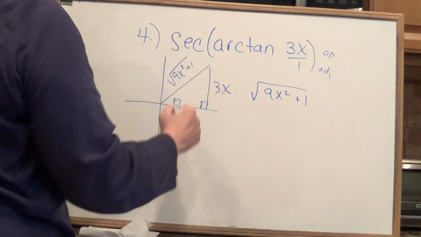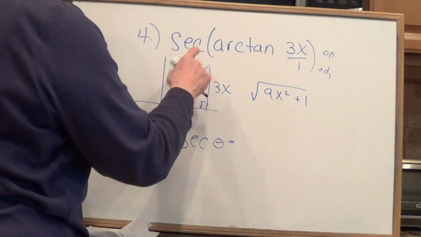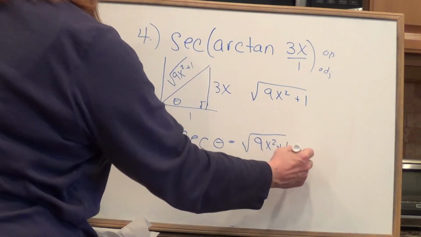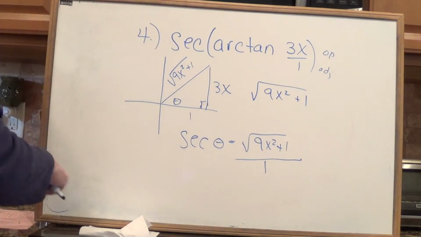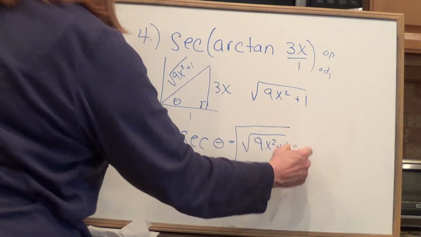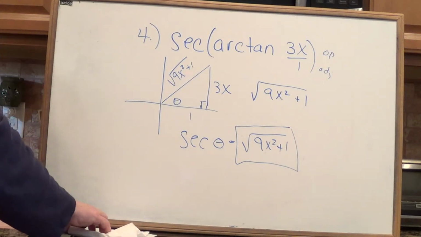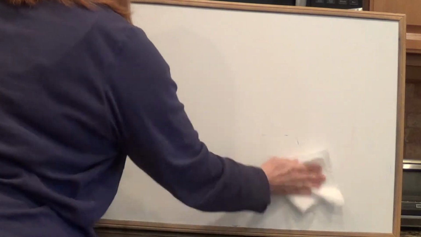And now I'm going to take the secant of that angle. And the secant is hypotenuse over adjacent. So I don't really need to write that 1. So I'll just get rid of the denominator. And there we go with number 4. And they all sort of fall in that range of difficulty. And I don't think there are any surprises in those. So let me show you the answers to the others.